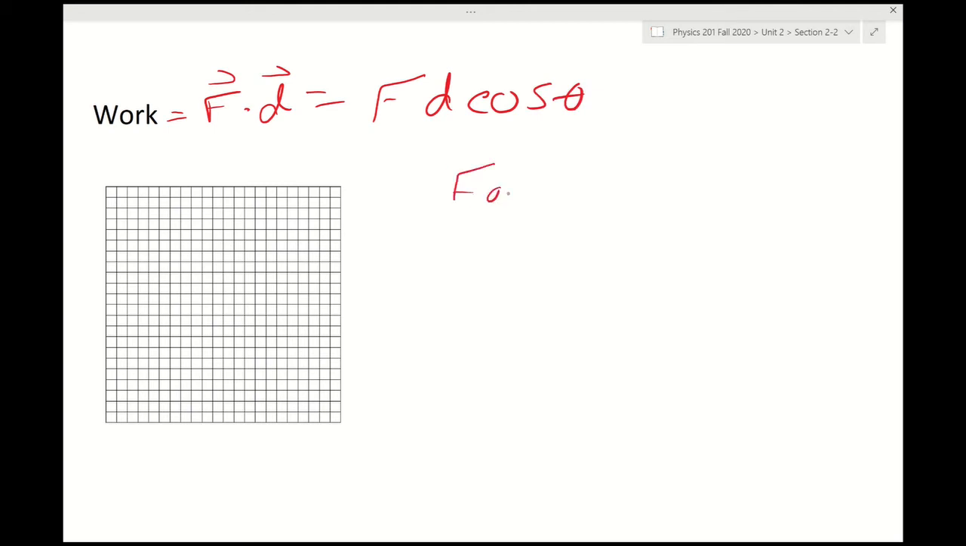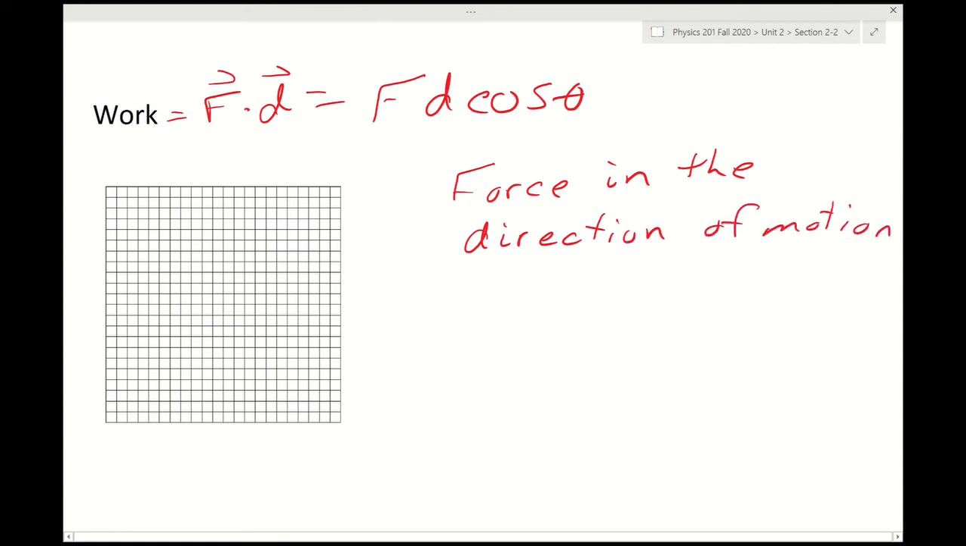If you were to plot work as a function of force, you're going to have a straight line. And that straight line is going to be W over F, which is your displacement, your distance.